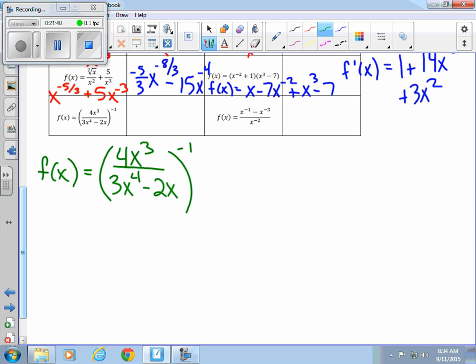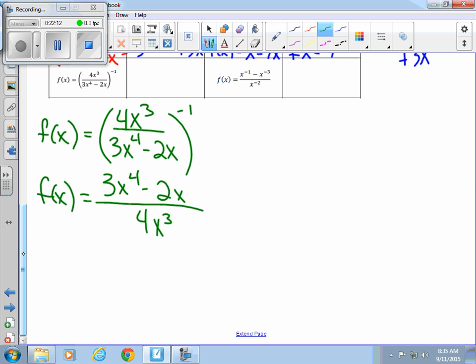Okay, the negative 1 exponent, what does that do to a fraction? It flips it. So I'm going to flip it. Which actually is really nice because with it flipped, what can I do with it flipped that I couldn't do the other way? I can divide both pieces by 4x cubed. It probably wouldn't be on a power rule problem if it didn't work that way.